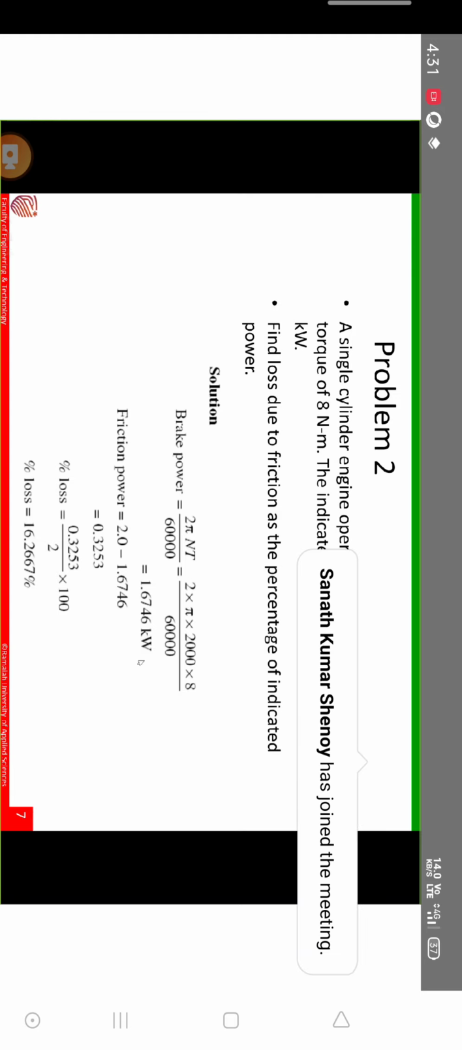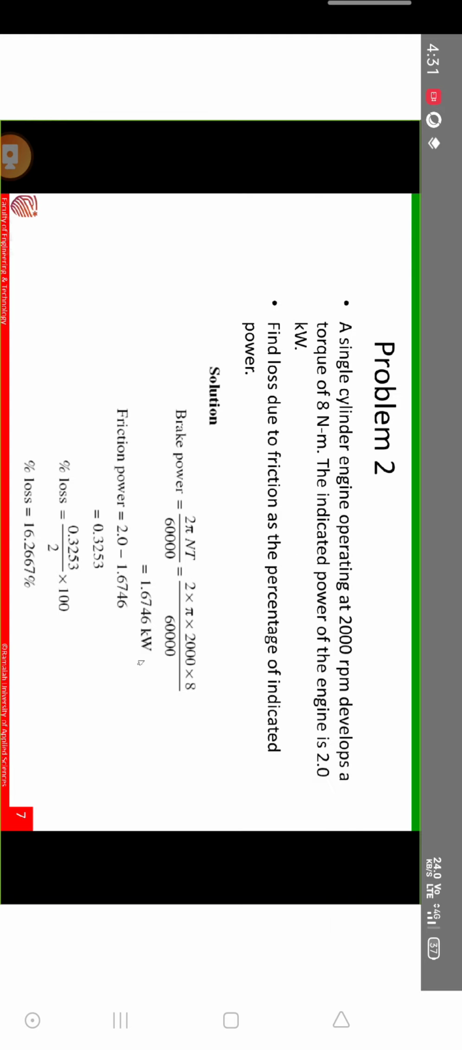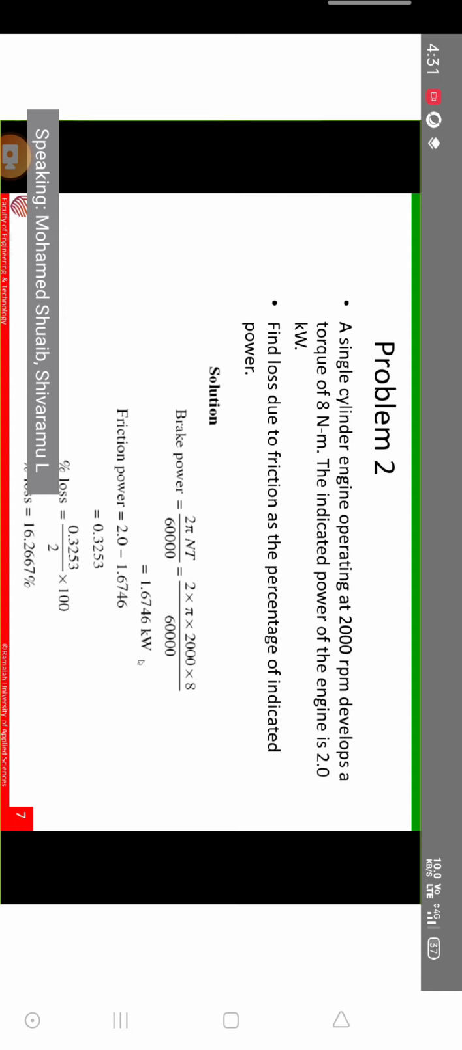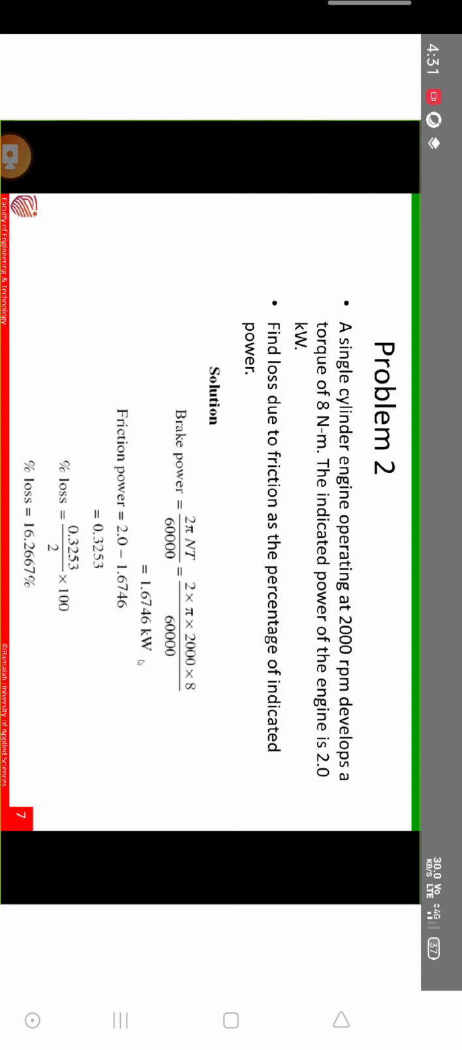Right now we have got the value as 1.67. We know friction power is nothing but indicated power minus brake power. We already know the indicated power, that is 2. Right now we have got 1.67 as the brake power. So you substitute these, 2 minus 1.67.